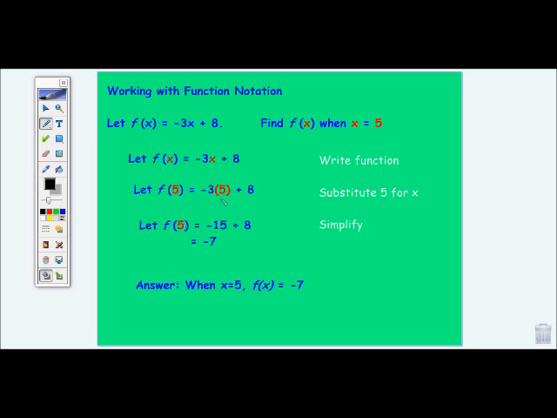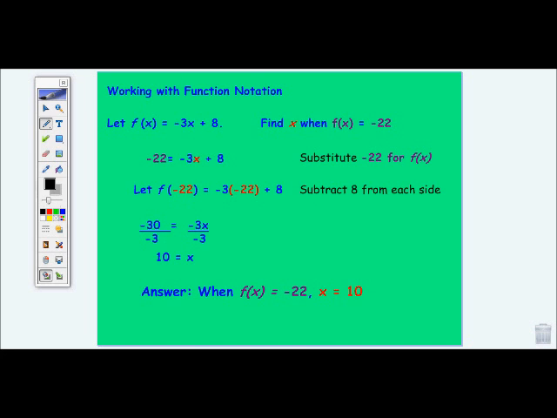So what is the work of this 5? So we have negative 15 plus 8. Our answer is negative 7. So the function of x when x is 5, function of x would be negative 7. Let's try one more of those.